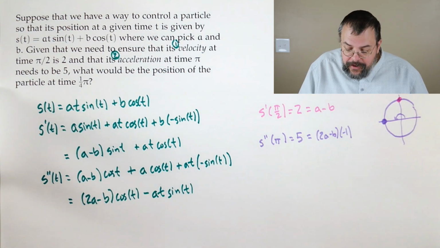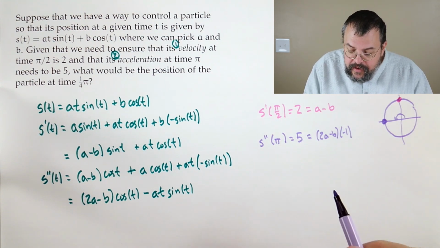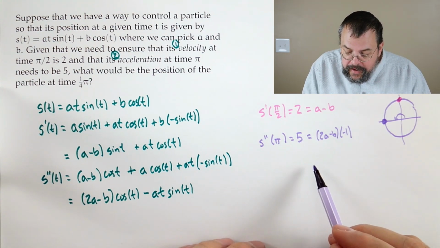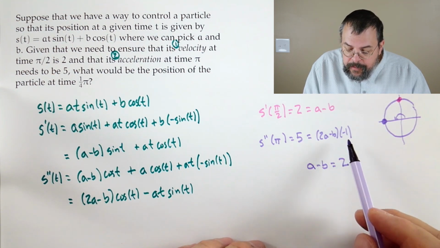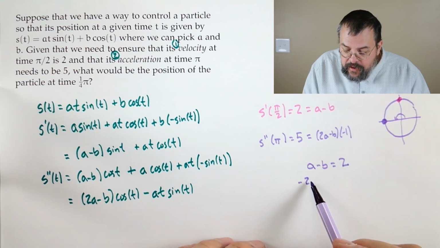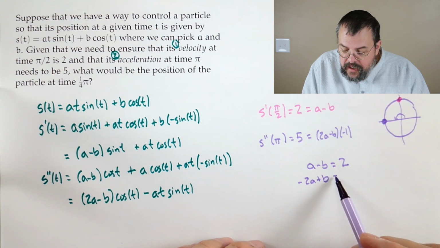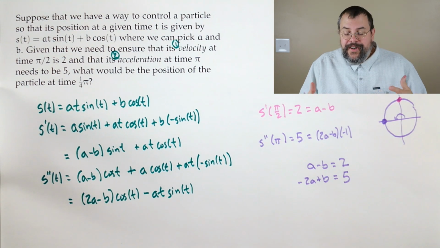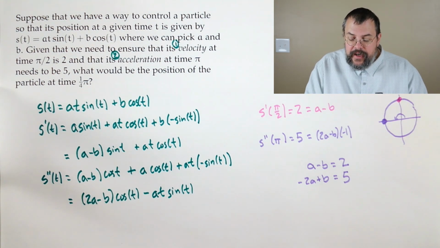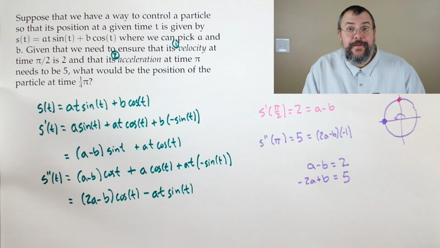All right, now let's clean this up. So what do we have? We have a minus b equals 2. And then if we multiply this negative through, we get minus 2a plus b equals 5. All right, so those are our two conditions. And, well, now we need to solve for a and b.